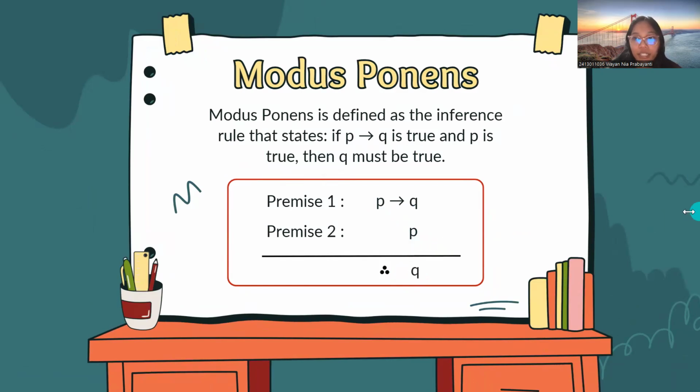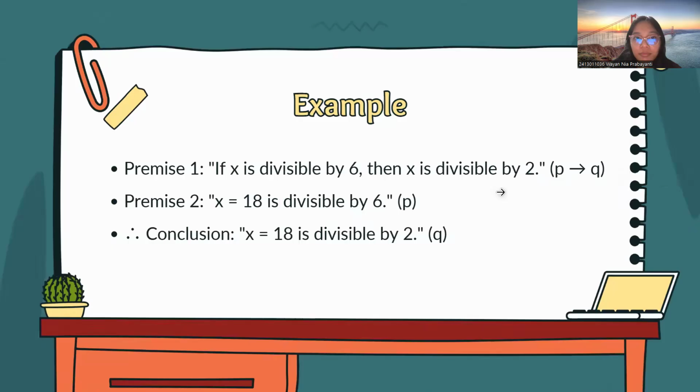For example, premise 1 is: if x is divisible by 6, then x is divisible by 2. And premise 2 is: x equals 18 is divisible by 6. So the conclusion will be: x equals 18 is divisible by 2. This is the P, this is the Q, and we know the P, and the conclusion will be the Q.